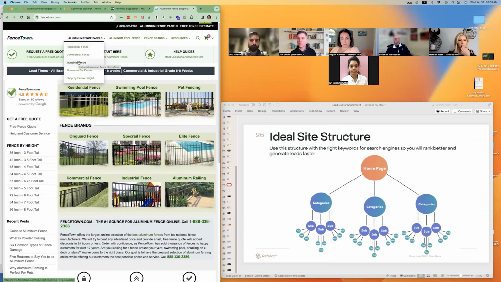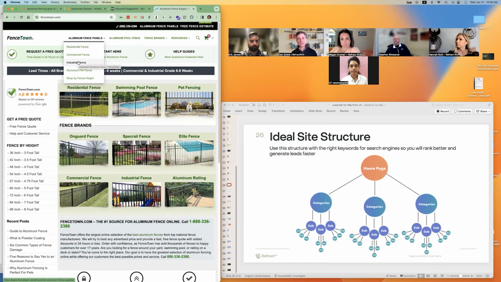You want to organize your website this way because it tells the search engine what you're trying to rank for and what the website's about. That's how you're going to get the right type of return so that you're going to gain leads cost effectively because you're going to rank well for the terms that you want to rank for.